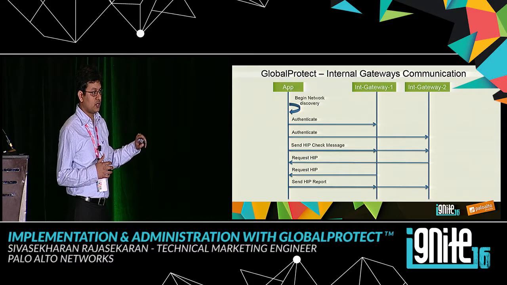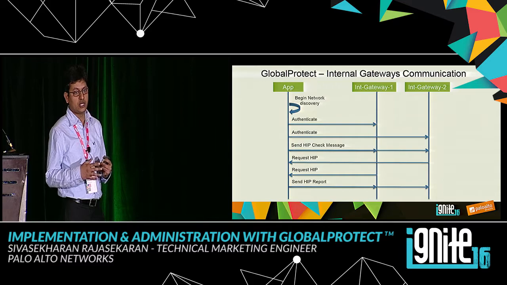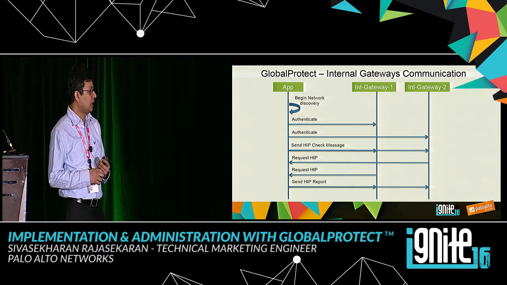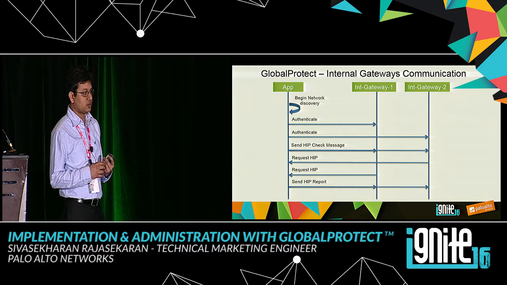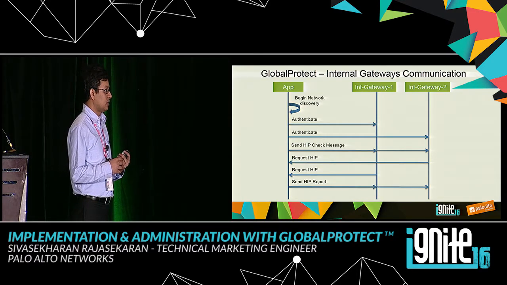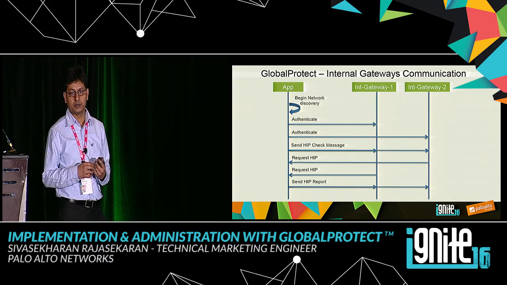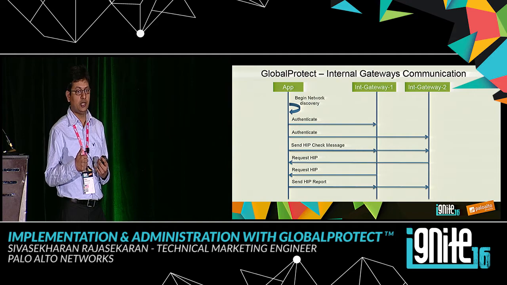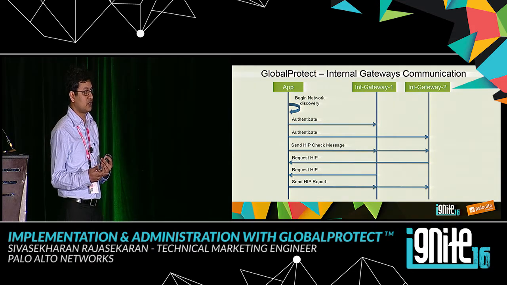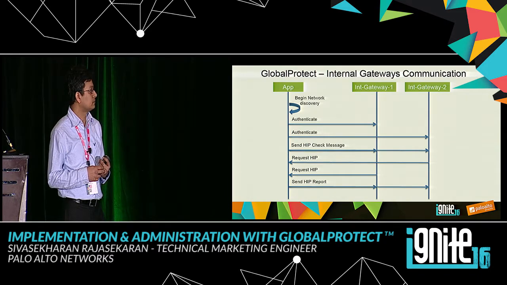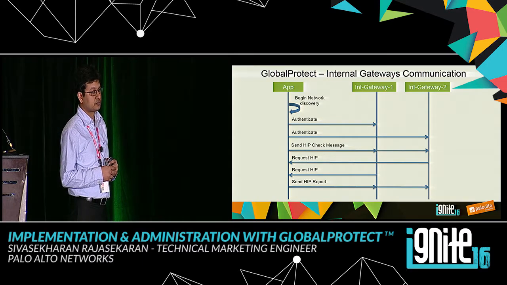At the end of this process, each of the internal gateways will now have the user ID because the user had authenticated with GlobalProtect, and because the agent has also submitted the host information profile, the gateways also have the host information report with them, which they can use for security and policy enforcement. So user ID and the device profiling are all available on all of the internal gateways that the user is able to authenticate with. That's the internal gateway communication from the GlobalProtect app.